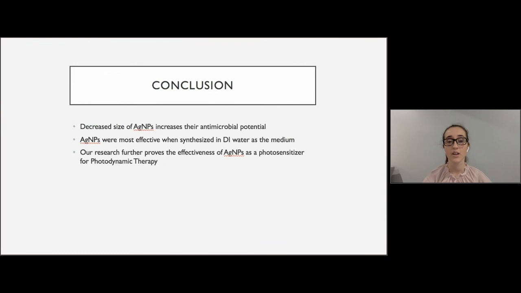In conclusion, the decreased size of the silver nanoparticles resulted in the increase of their antimicrobial potential on our bacteria samples. We also found that when synthesized in DI water as the medium, the silver nanoparticles were the most effective at eradicating the bacterial samples. Our research further proves the effectiveness of silver nanoparticles as a photosensitizer for photodynamic therapy.